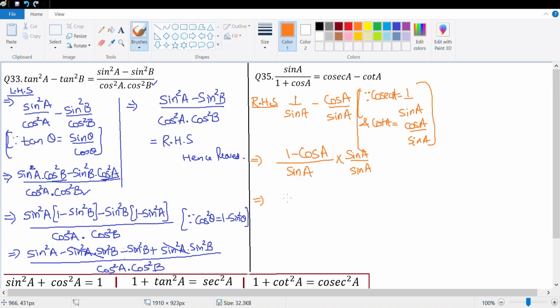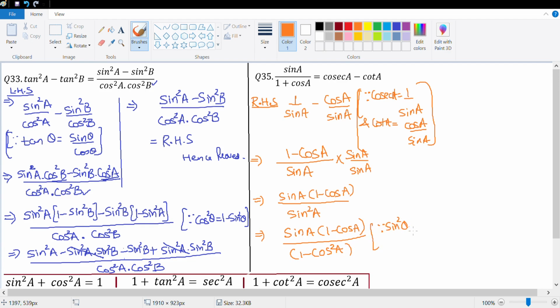So what I get is sine A times 1 minus cos A upon sine square A. Next, I know that sine square A can be written as 1 minus cos square A. So this is sine A times 1 minus cos A upon sine square, which can be written as 1 minus cos square A. The reason being, since sine square theta is equal to 1 minus cos squared theta. Perfect. So let's just move on and see what we can get from here.